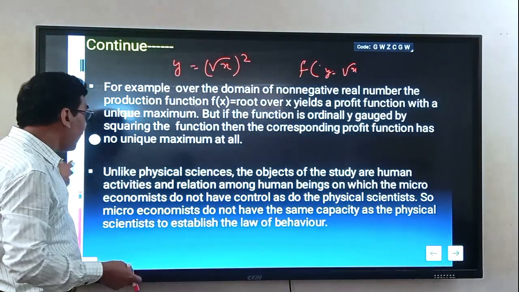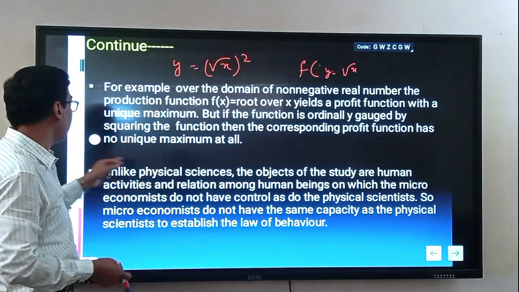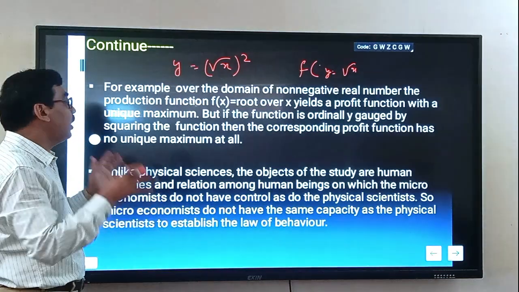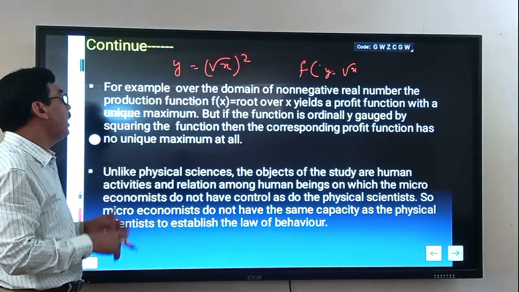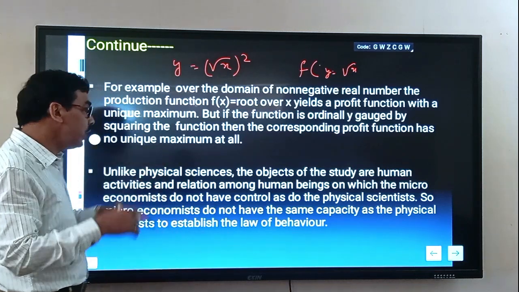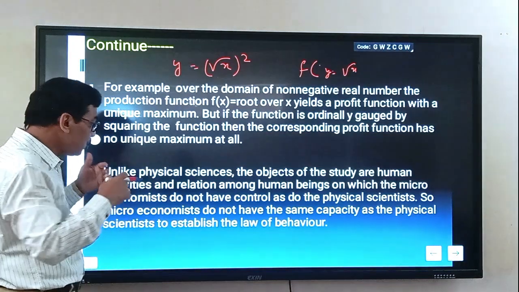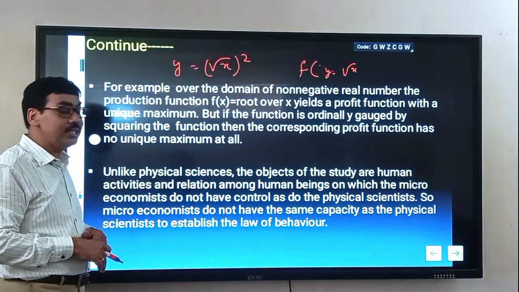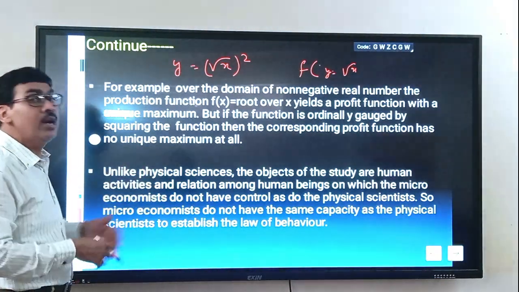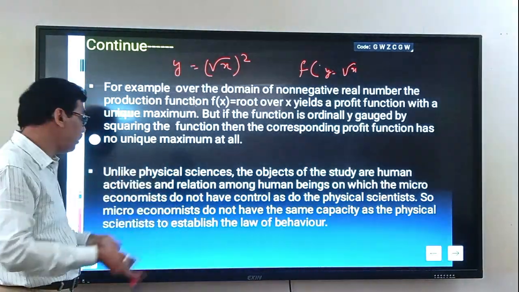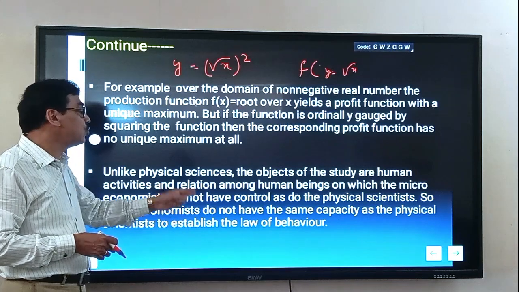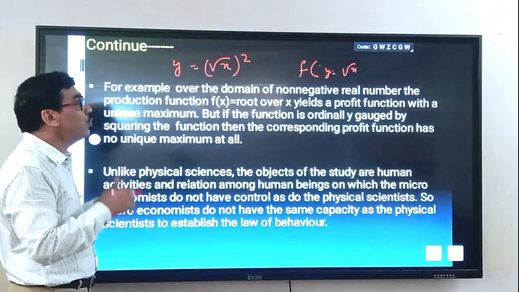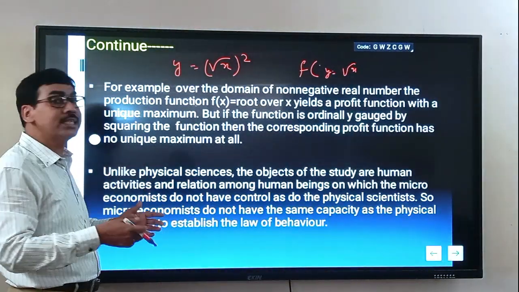So this is why many economists assume, before anything, whether the variable is cardinal or ordinal. Unlike the physical sciences, the objects of our study are human activities. In microeconomics, our study is based on human activities and the relations among human beings, over which economists do not have control. Physical scientists do experiments in the laboratory where they have complete control over their experiments and variables. So microeconomists do not have the same capacity as physical scientists to establish laws of behavior. That is why we say economics is not a science, it's a scientific approach.